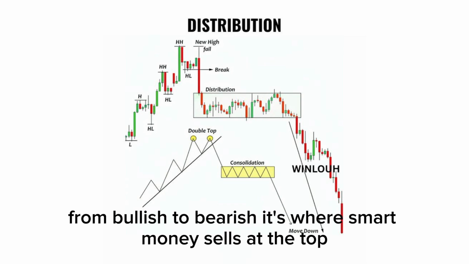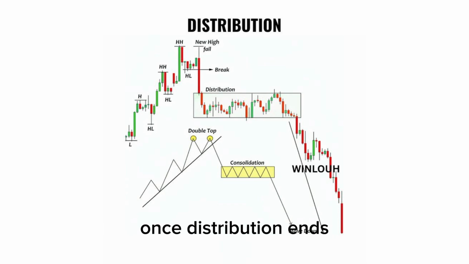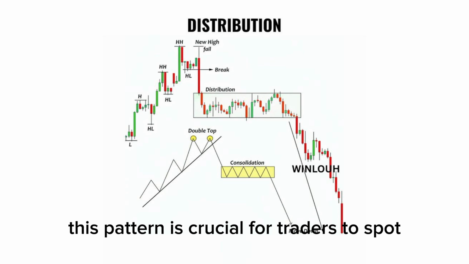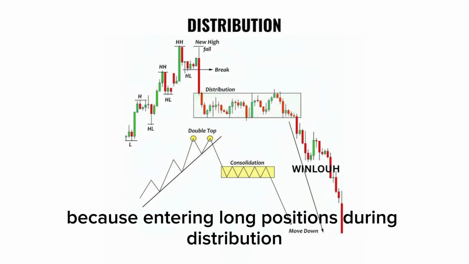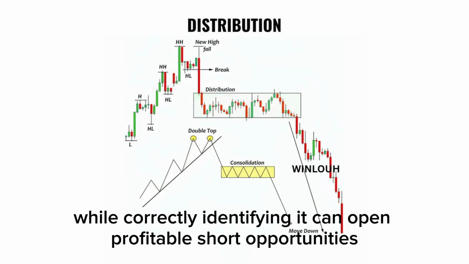It's where smart money sells at the top while unsuspecting traders keep buying. Once distribution ends, the breakdown leads to a sharp decline, confirming the reversal. This pattern is crucial for traders to spot because entering long positions during distribution can lead to heavy losses, while correctly identifying it can open profitable short opportunities.